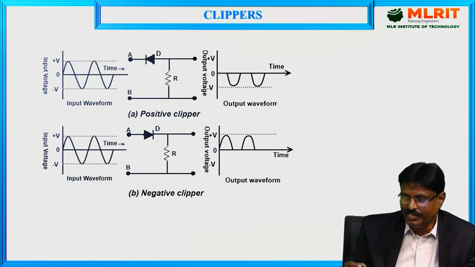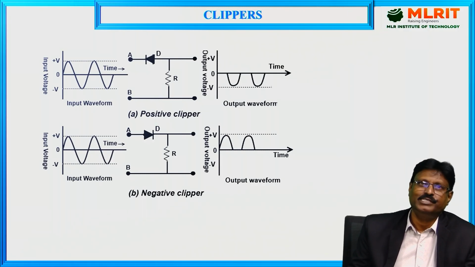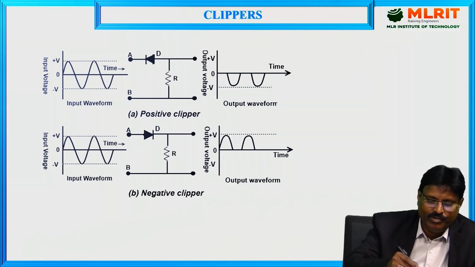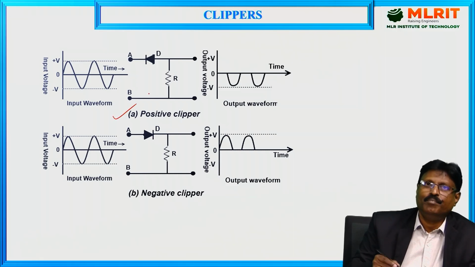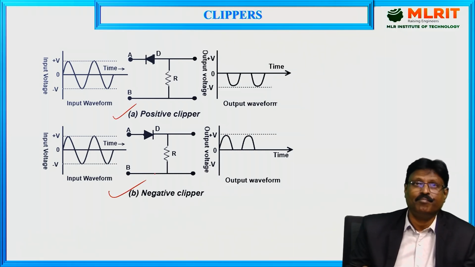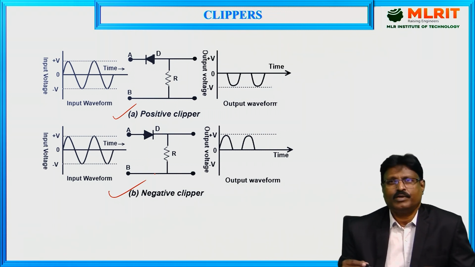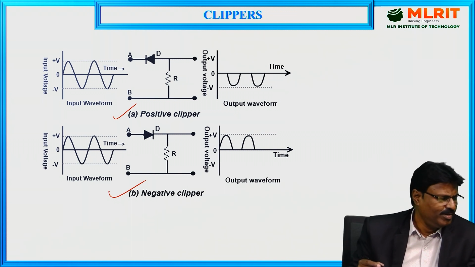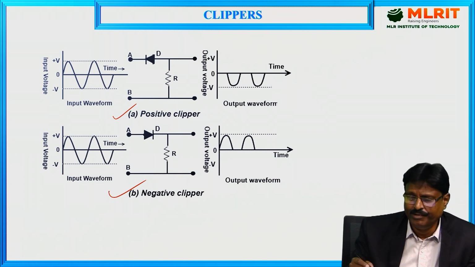So if you go for the classification, basic classification, they are divided into two types. One is the positive clipper and the second one is the negative clipper, right? What do you mean by positive clipper and what do you mean by negative clipper, right?